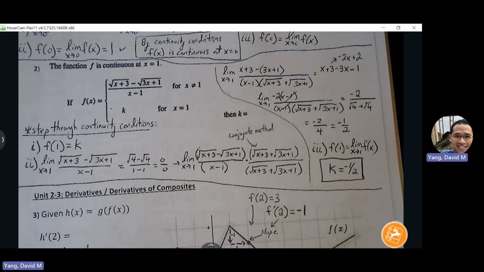Yeah, so we're using continuity conditions to step through, but to find the limit, you can either do this conjugate method with factoring, or you can go through L'Hopital's rule to get to the limit. Either way, you can get to the limit. But then the K value is moving to the third condition and see, okay, if my limit is -1/2, if my F of 1 equals K, then put two and two together, K must be equal to -1/2.